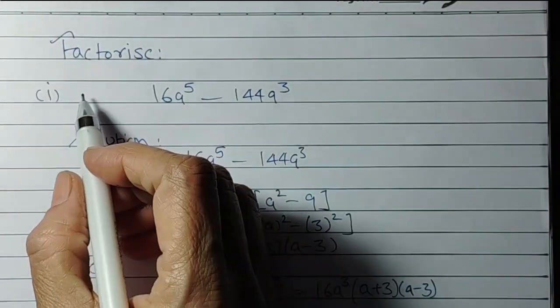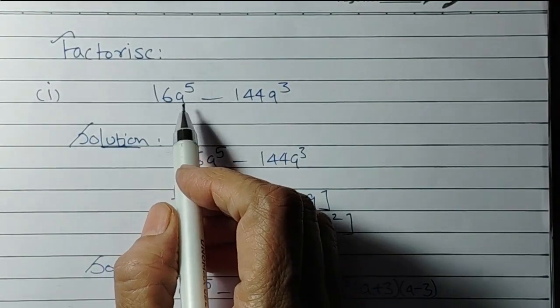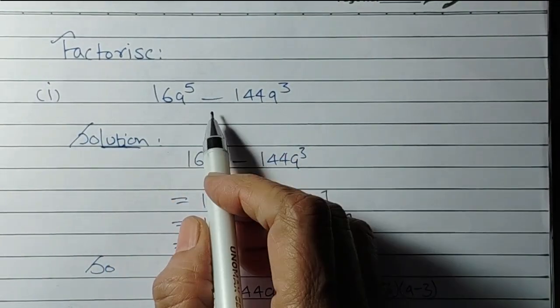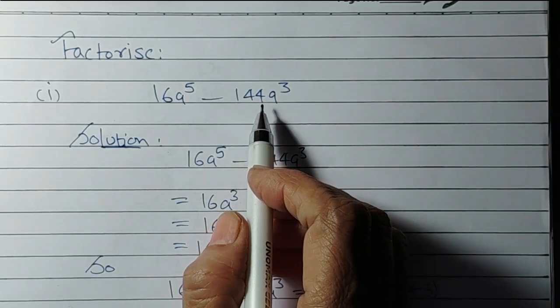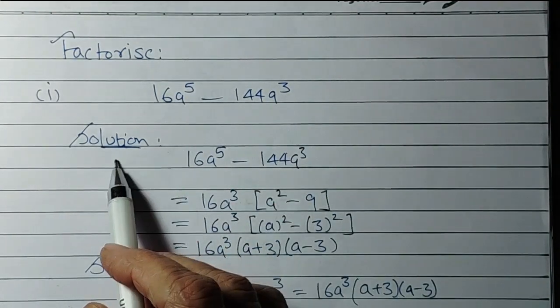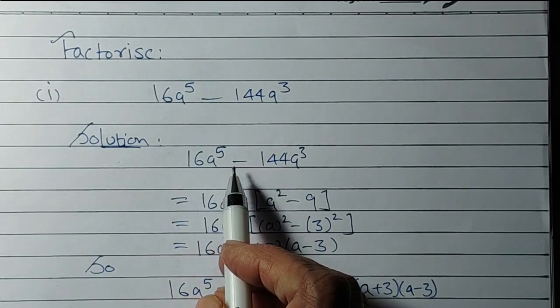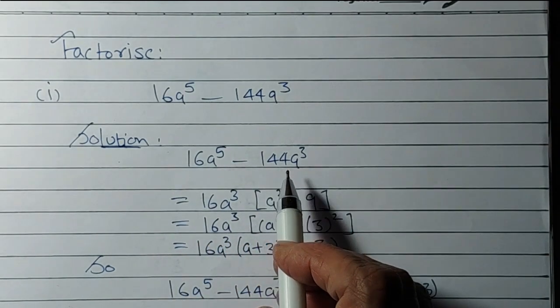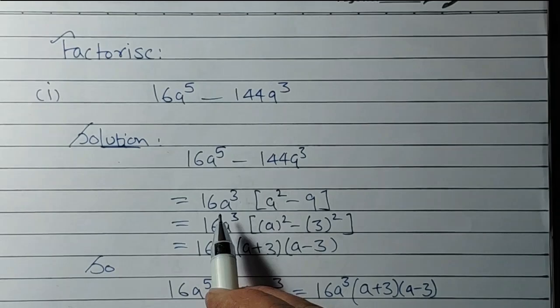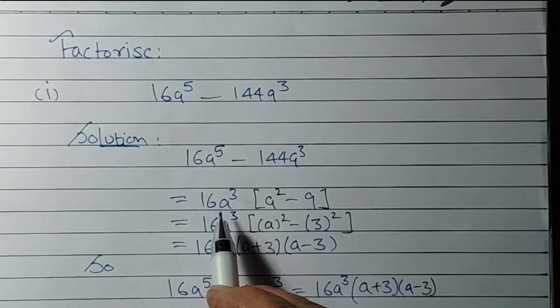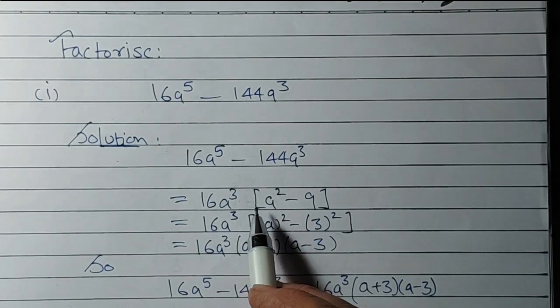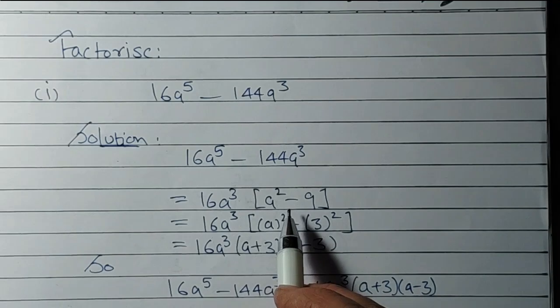We have to factorize 16a to the power 5 minus 144a to the power 3. So the solution will be 16a to the power 5 minus 144a cube. We'll take 16a cube common from these two. Now it will become a square minus 9.